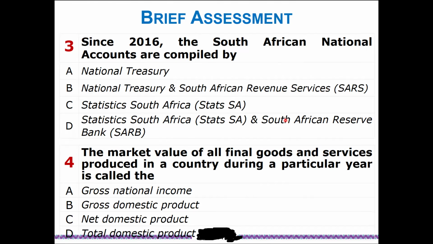And then number four, the market value of all final goods and services produced in a country during a particular year is called, you guys know this one as well. The market value, yeah, it's GDP. So the answer here is B.